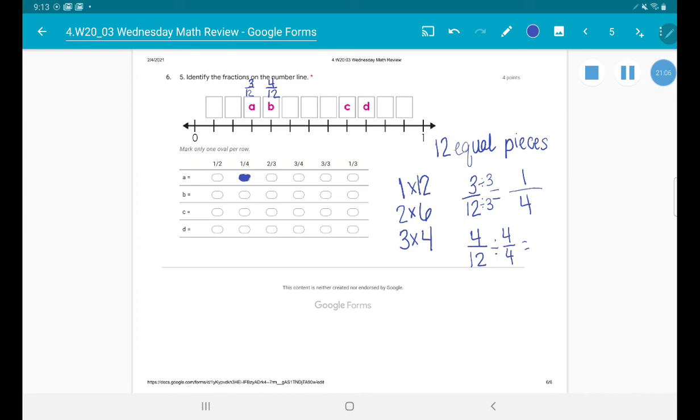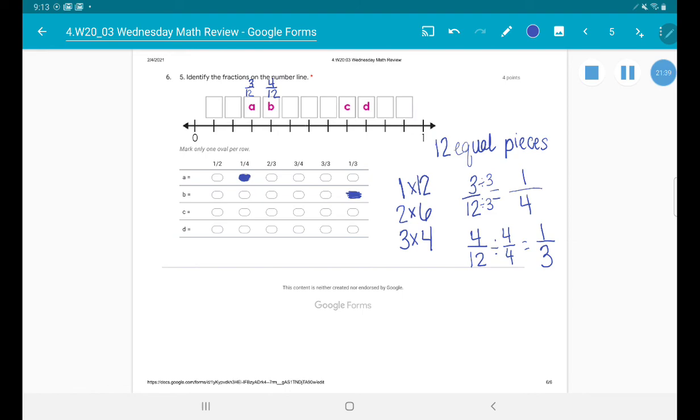4 divided by 4 is 1. And then 12 divided by 4 is equal to 3. Very good. So 4/12 is equal to 1/3. Is 1/3 one of our answer choices? Yeah. B is equal to 1/3. I should start doing this then. All right, now we've got to go over to C.